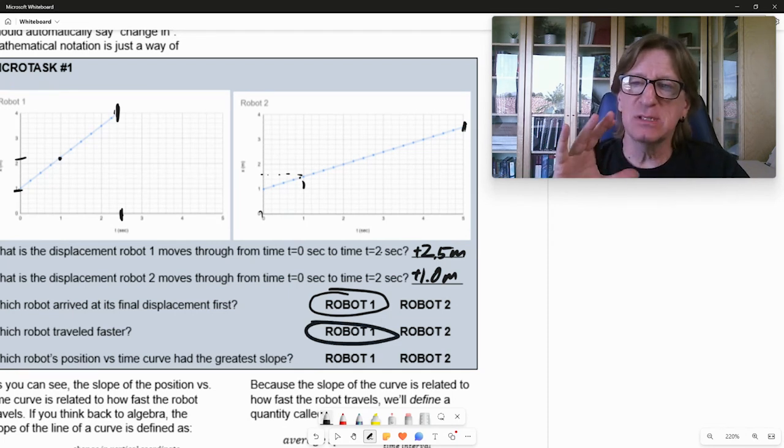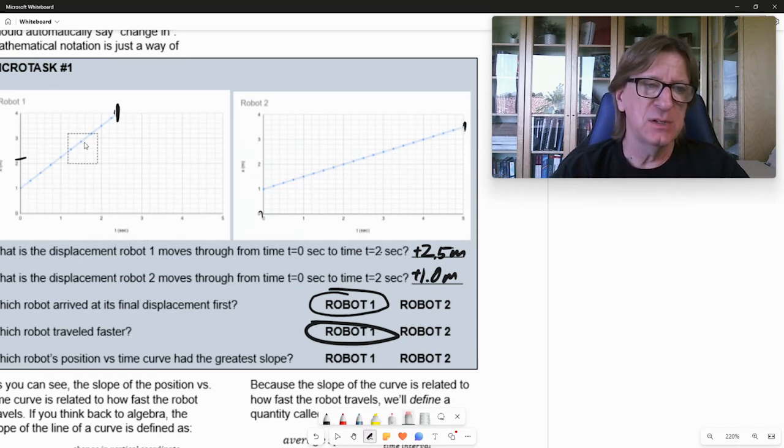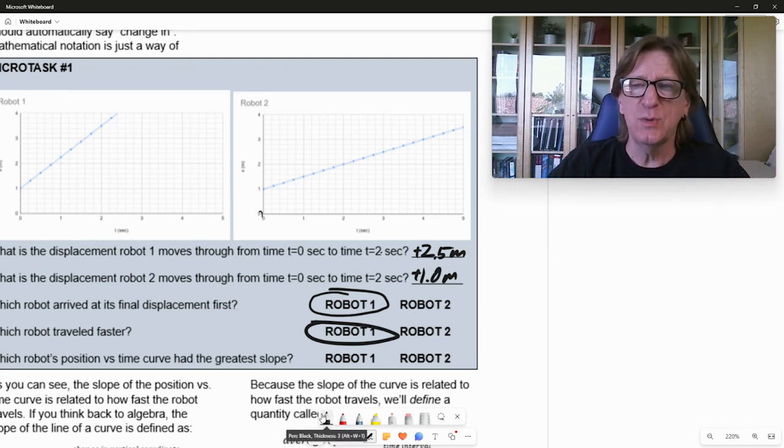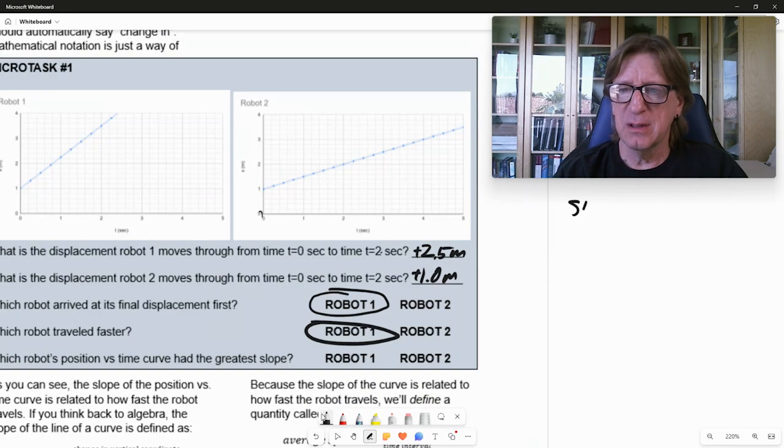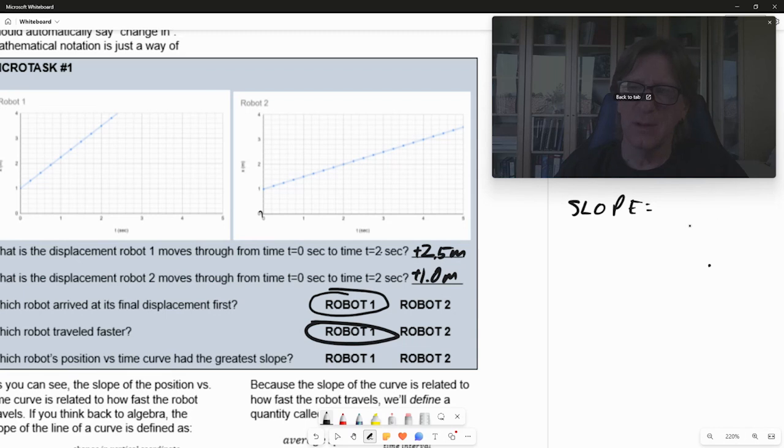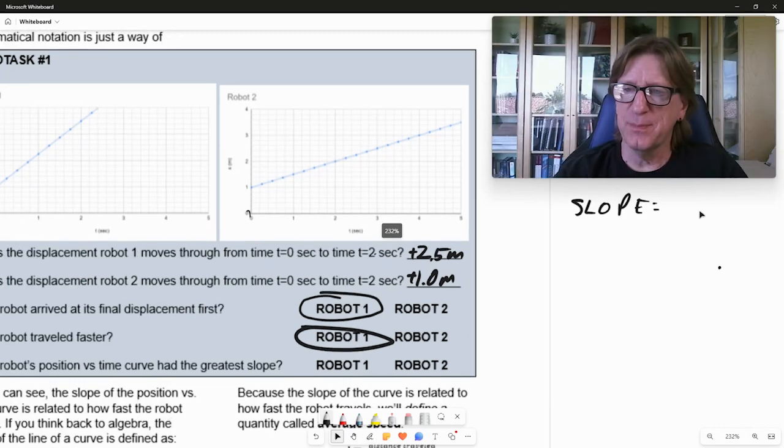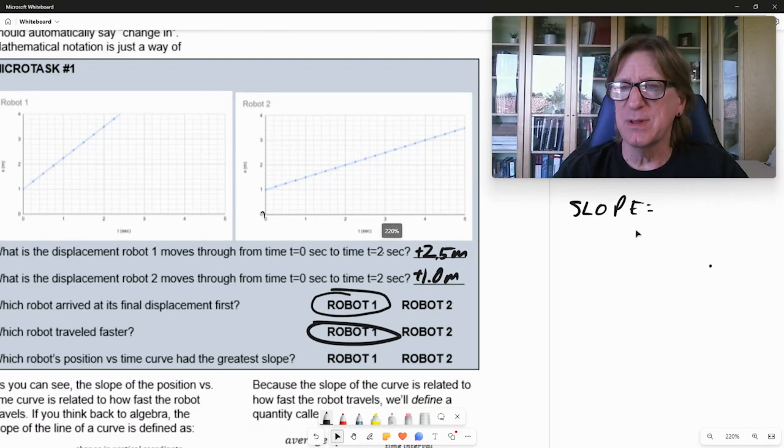So now we're going to learn something about how to look at these graphs and interpret what's going on. And this is going to be a really important skill that we are building up to. So which robot then, we know that Robot 1 traveled faster, but looking at the graph, which one had the higher slope? Now, just to remind you, you may not remember from geometry what the slope is. Think about it. See if you can tell what is the slope. Well, you've probably heard something like the rise over the run or the change in y over the change in x. While those are correct, those are not useful.